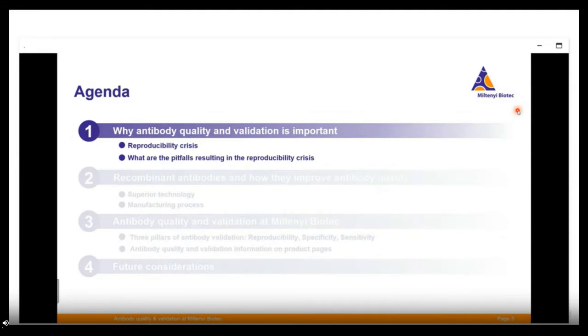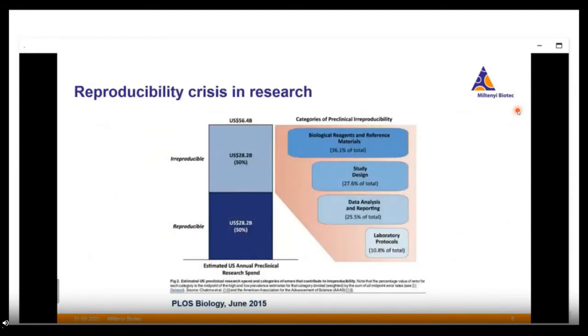So to start with the first point. In the past years, there is a growing concern within the scientific community that many research results are not reproducible. In 2015, a study published in PLOS Biology showed that around 50% of the preclinical research spending in the US is basically wasted due to irreproducible results. And they have categorized the contributors of such irreproducible data, and biological reagents were shown to be one of the biggest culprits among the others.